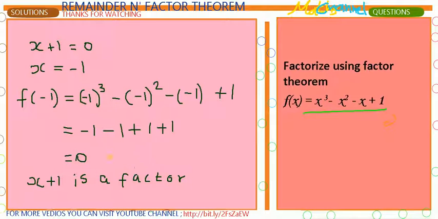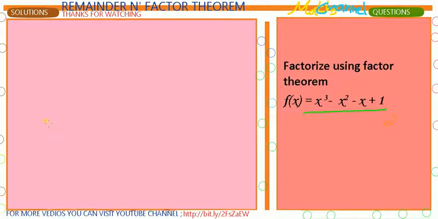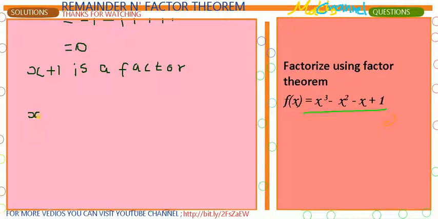And then from here we can take this factor and use the long division method to find the other factors. So we have x cubed minus x squared. This is the equation, minus x plus 1.